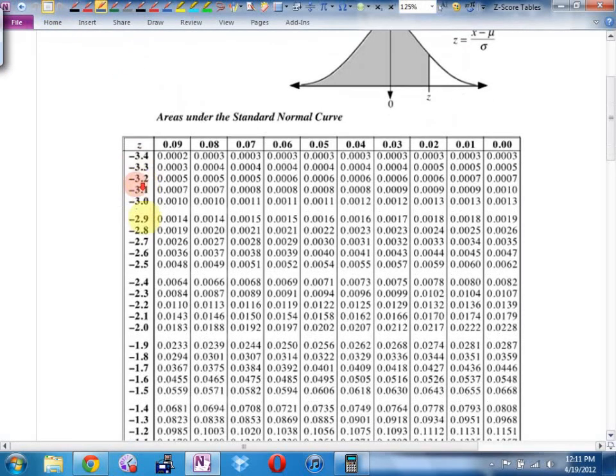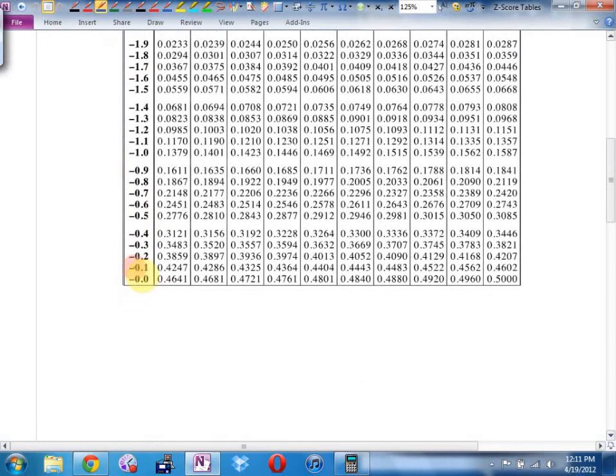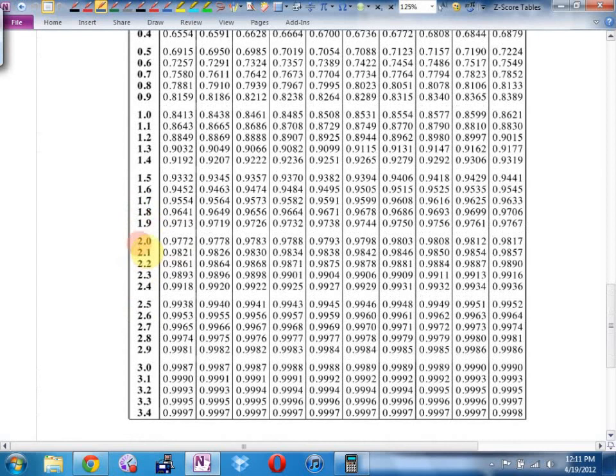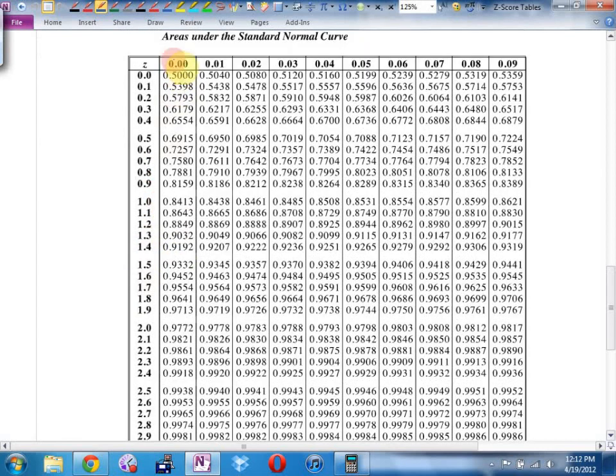I would go to my table. I would scan the Z-scores. Here's the negatives. Positives, 2.00. The area to the left of 2 is 0.9772.